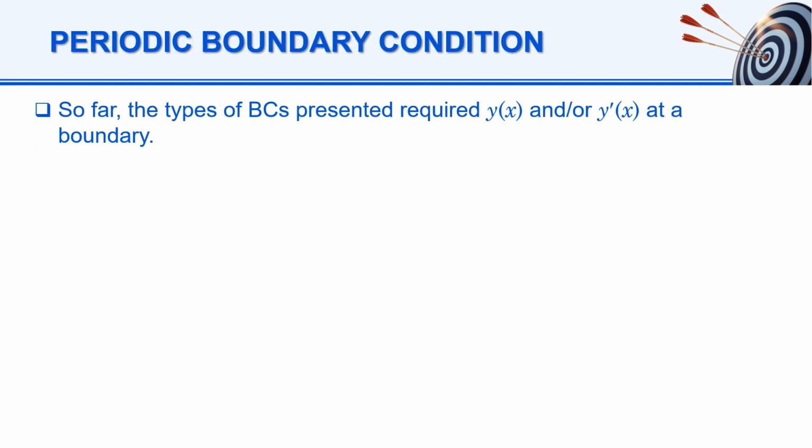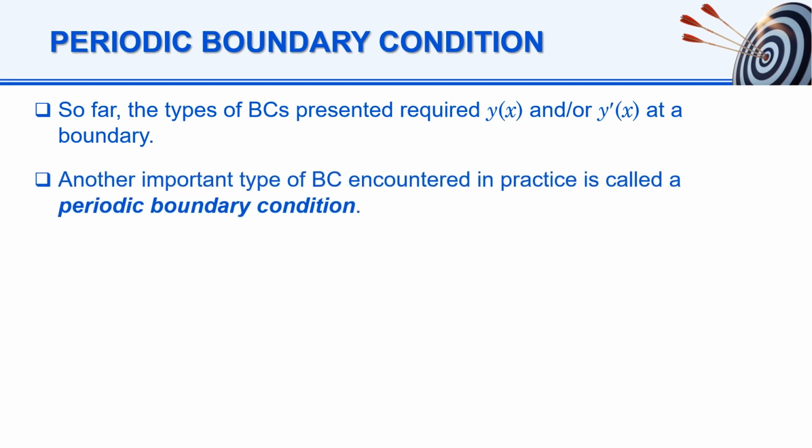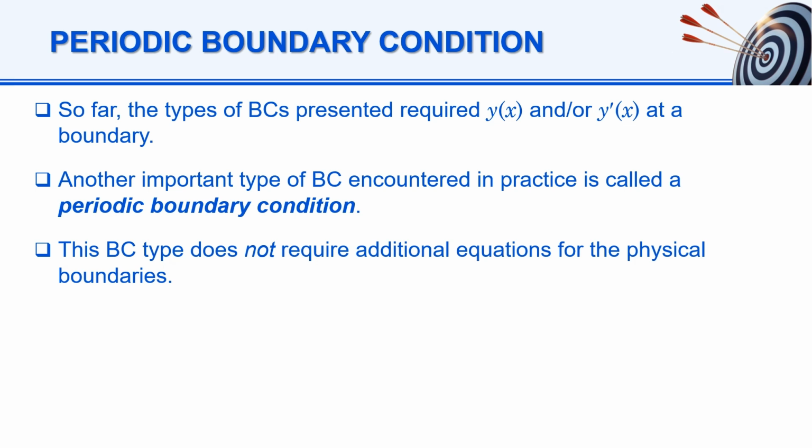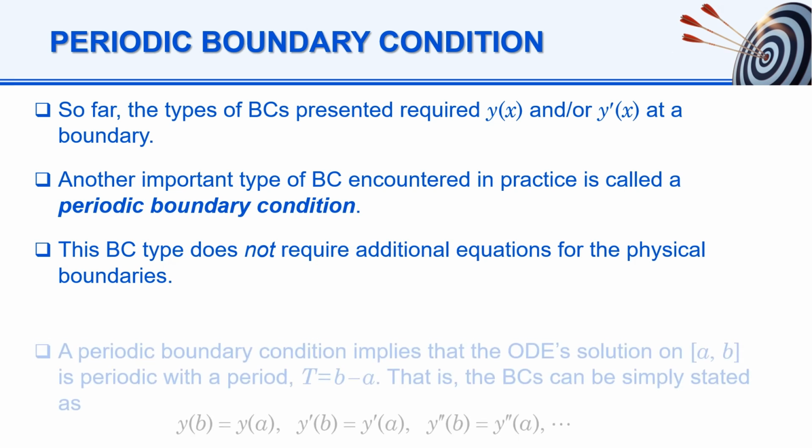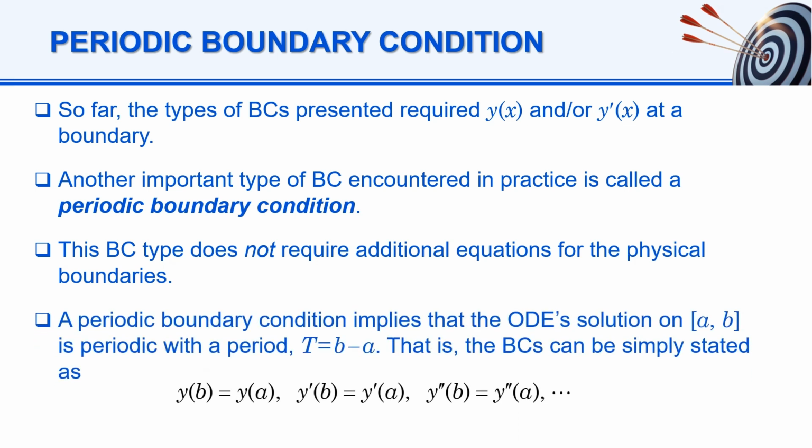So far, the types of BCs presented required y and/or y' at a boundary. Another important type of boundary condition encountered in practice is called a periodic boundary condition. This boundary condition type does not require additional equations for the physical boundaries. A periodic boundary condition implies that the ordinary differential equation solution on a closed interval from a to b is periodic with a period, T equals b minus a. That is, the boundary conditions can be simply stated as follows.